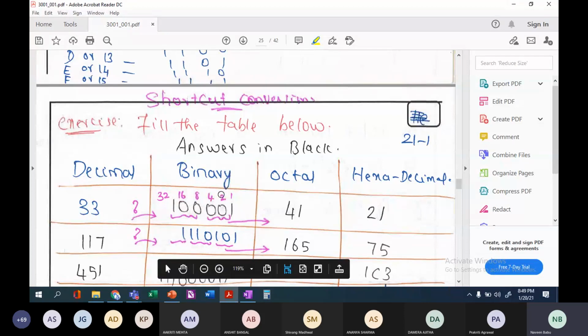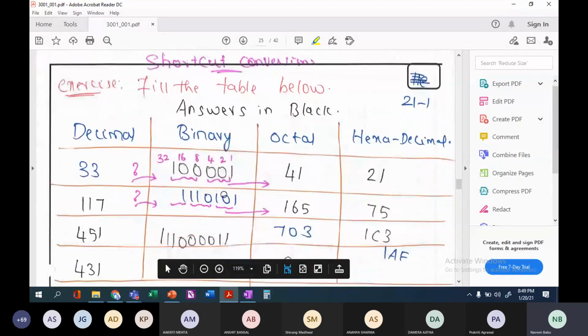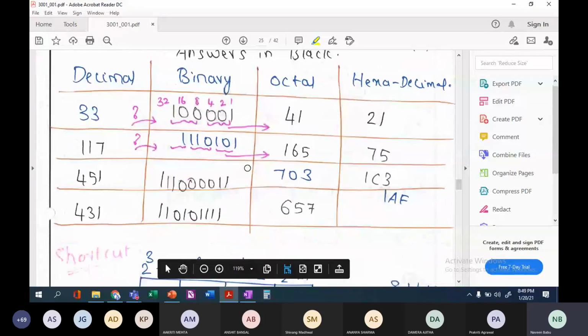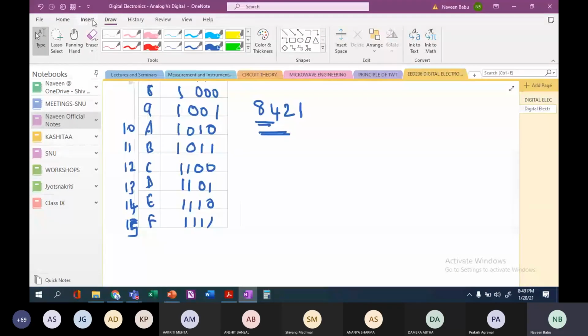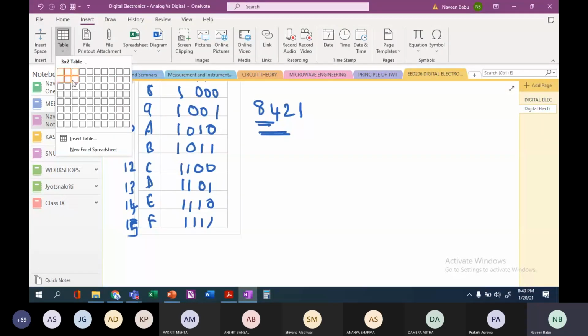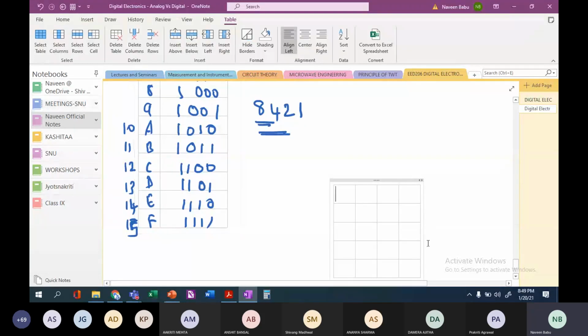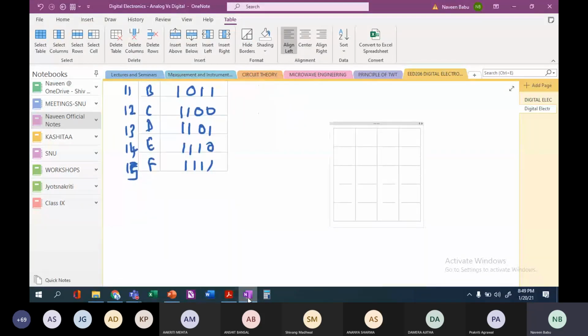Okay, so the answers are already given here. Maybe I'll create one more. So how many rows? 1, 2, 3, 4 columns and 5 rows. Let me create one more. Insert 4 columns and 5 rows. Now, so this will be my decimal values. This will be my binary. This is going to be octal, and this will be hexadecimal.